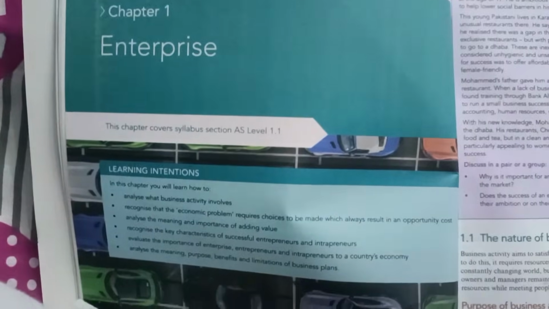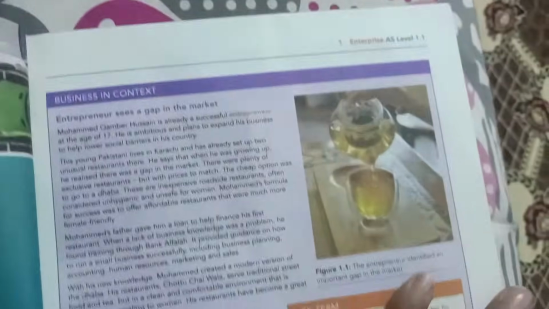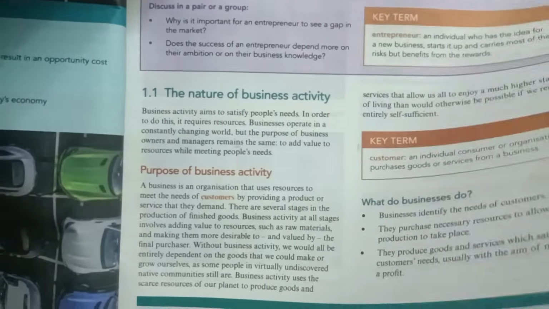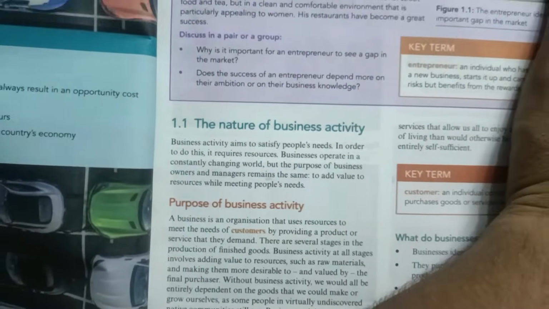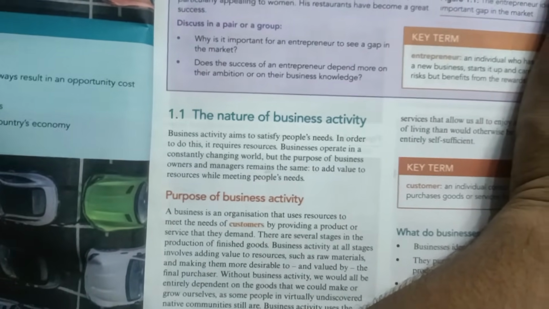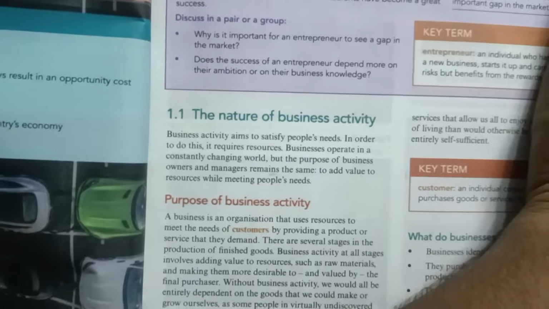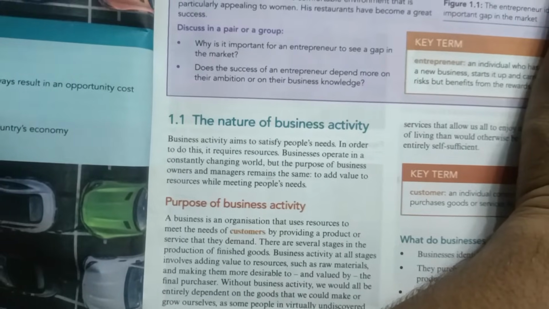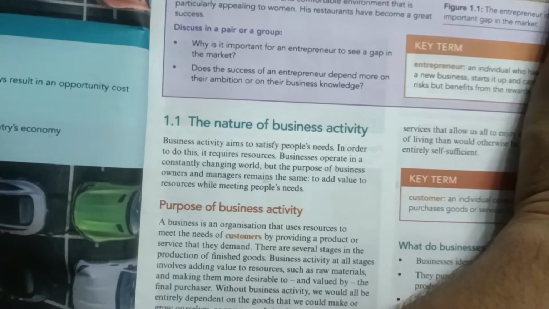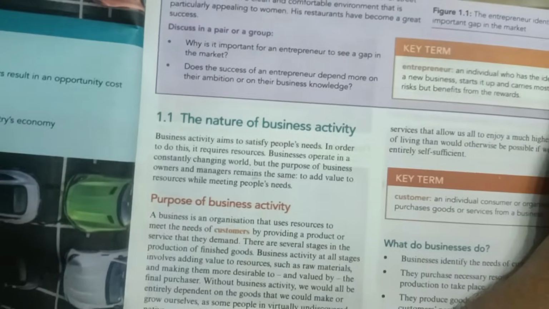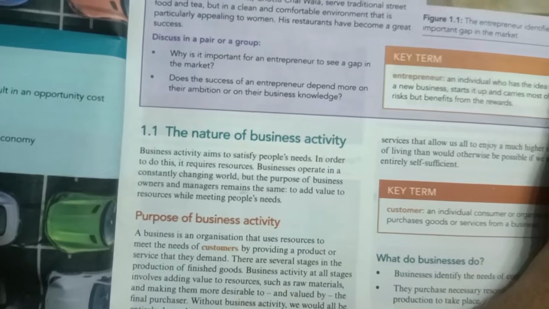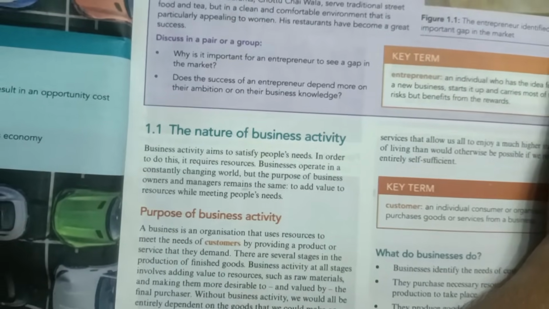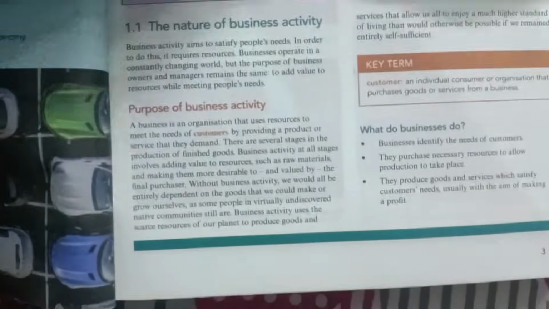Chapter 1 Enterprise. This was the unit, and chapter 1 is Enterprise. Okay, so the nature of business activity. Business activity aims to satisfy people's needs. In order to do this, it requires resources. Businesses operate in a constantly changing world, but the purpose of business owners and managers remains the same: to add value to resources while meeting people's needs.